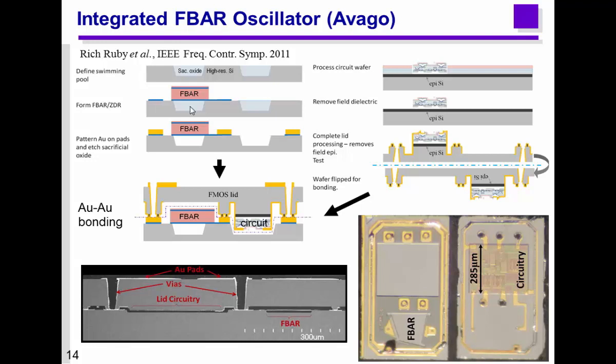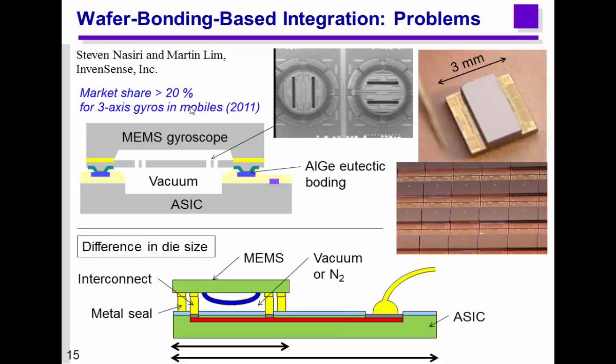This is also a clever solution. However, there's one problem. This method is only useful when the two dies have a similar size. If the MEMS and the ASIC have a similar die size, it's okay. But if either of them is much larger than the other, a useless part is created. For example, in this example, the MEMS is much smaller than the ASIC, and this part on the MEMS wafer is completely useless. This is a problem.